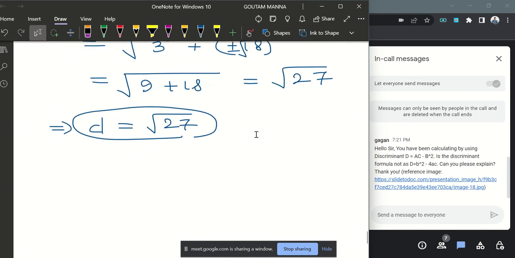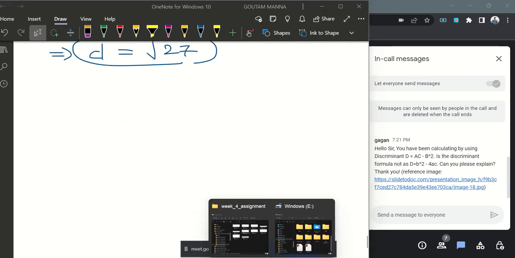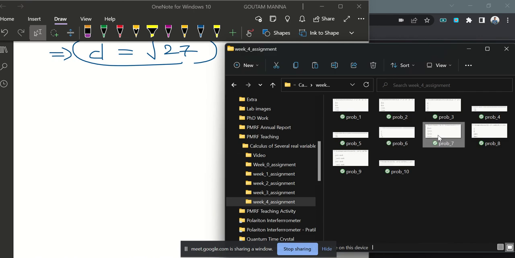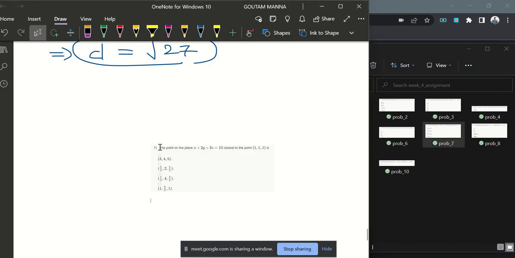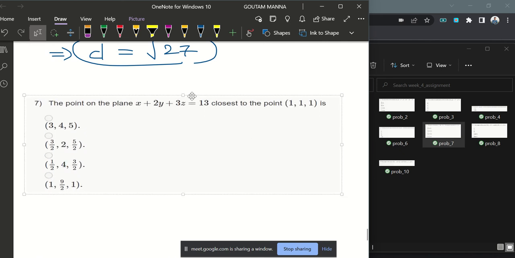Now the next problem is again: you are given an equation of a plane, and you are asked to find a point on this plane that is closest to the point 1 1 1.